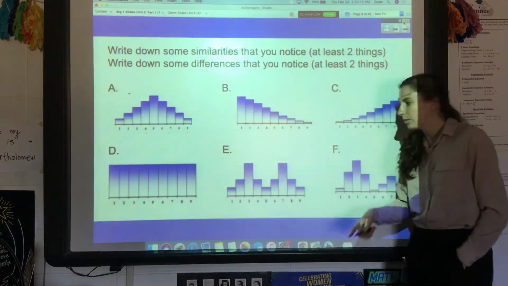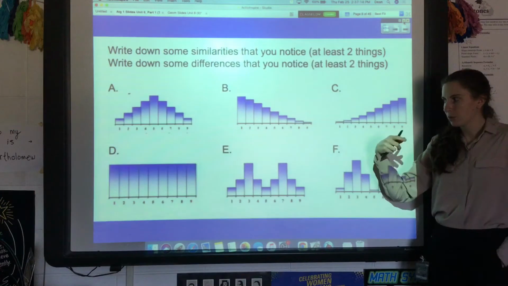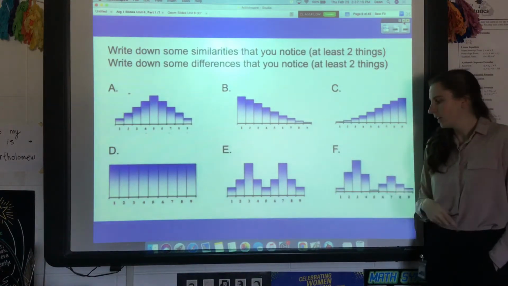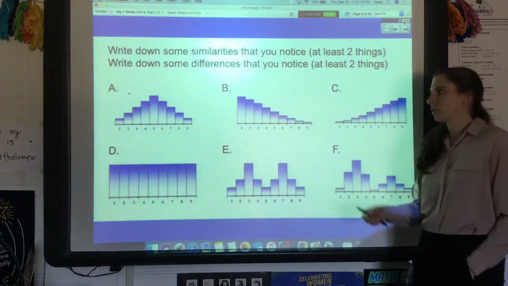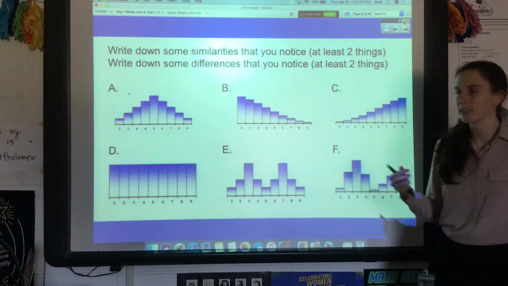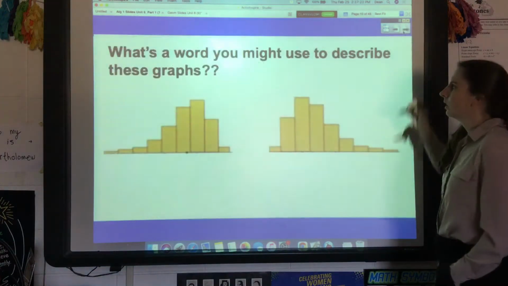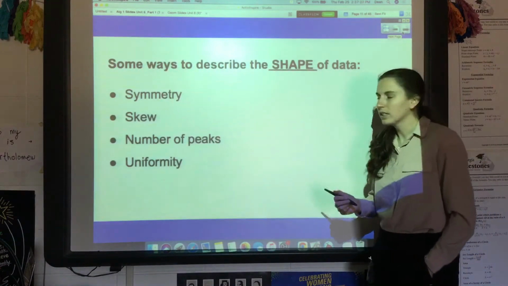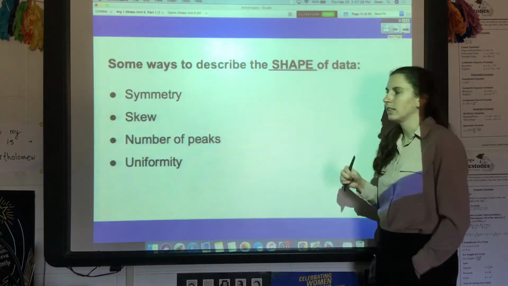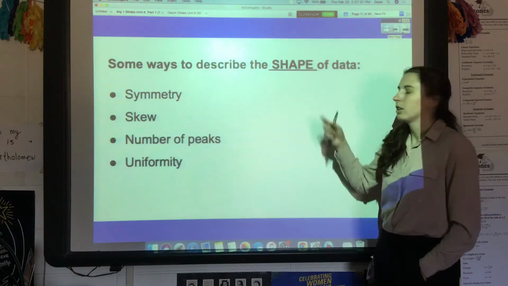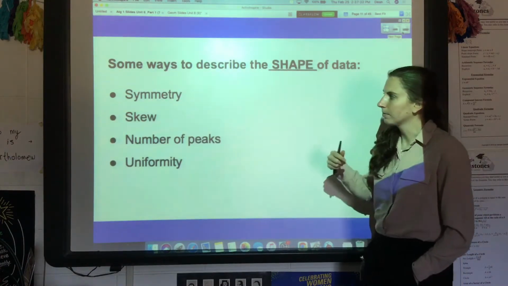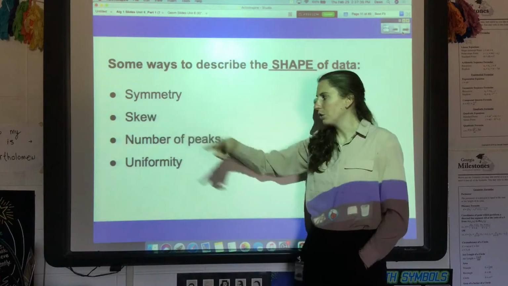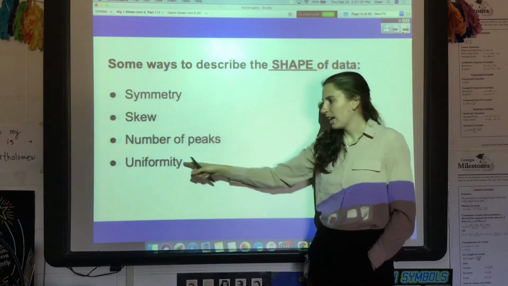Take a second and think about some similarities and differences between all of these graphs here. And basically, we're going to come up with words to describe the different things you may be noticing. All right, so we're going to talk about these four things. These are different ways you might describe the shape of a data distribution: symmetry, skew, how many peaks it has, and uniformity.